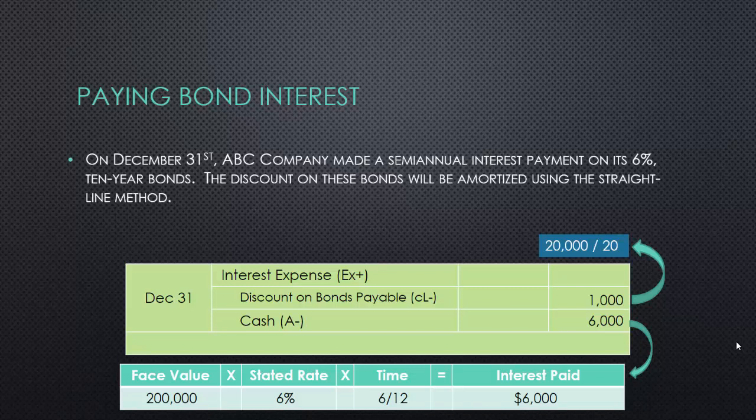And interest expense is still going to be $7,000. Make our debits equal our credits. We're paying semi-annual bond interest one more time. And you would probably have noticed by now this is the same exact entry as we had the last time.